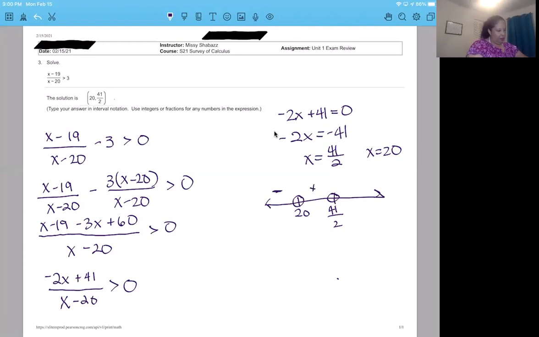And if I picked something bigger than 41/2, let's say 42, then I'm going to get something negative in the numerator and something positive in the denominator, which is going to give me something negative. So the interval that I want is greater than 0. So that's going to be between 20 and 41/2.